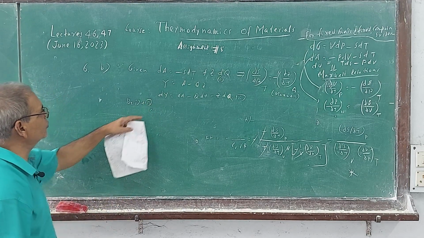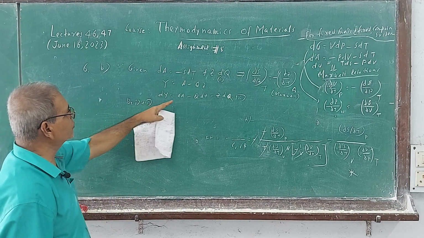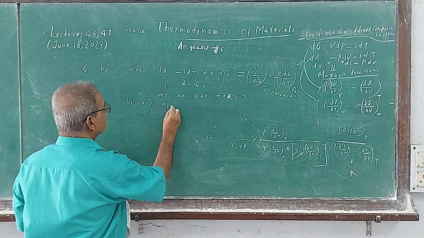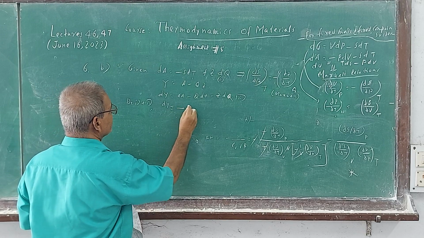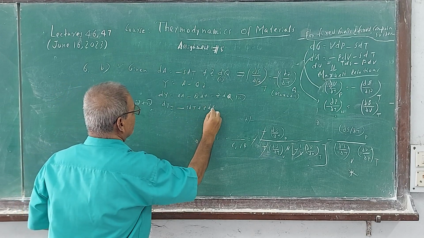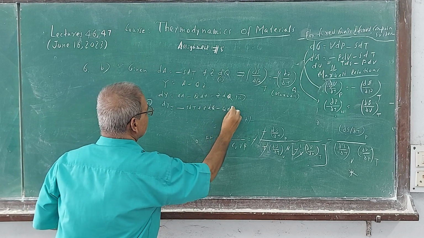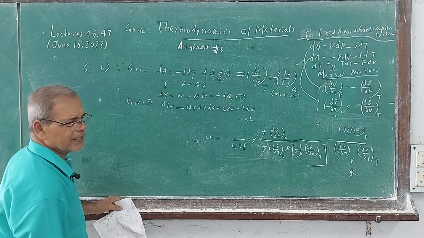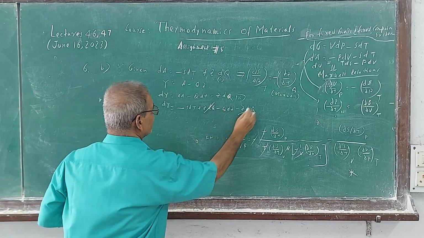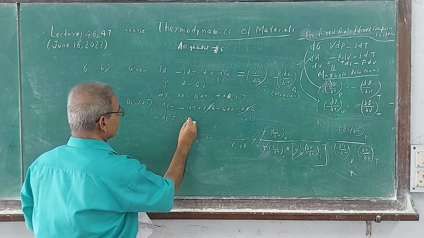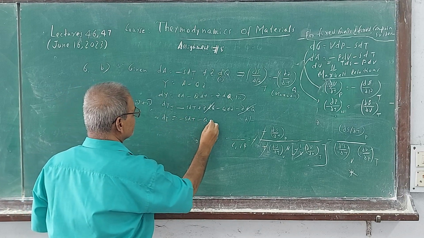What do you get? Substitute this value. Substitute the dA value here. dy is, what is dA? Minus S dT plus dq, and then minus Q dz minus Z dq. Very easy. Then cancel these two. What remains? dy is minus S dT minus Q dz.